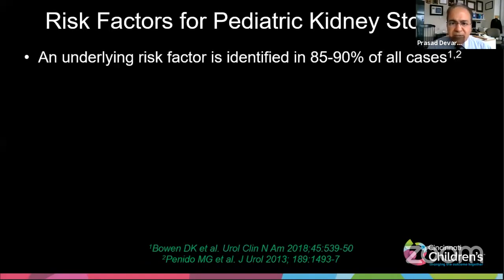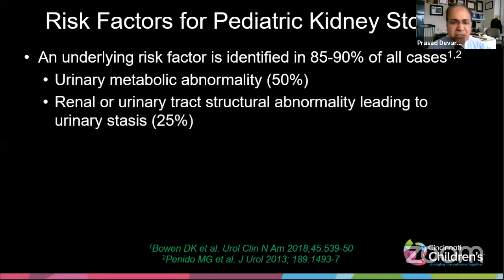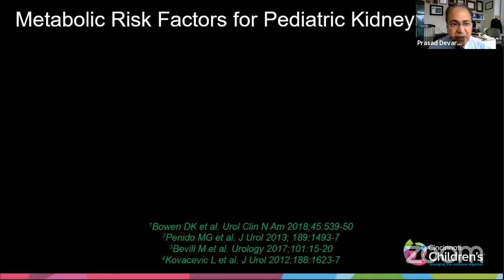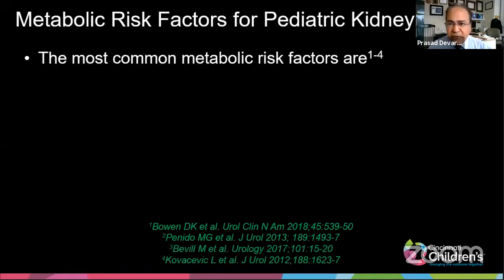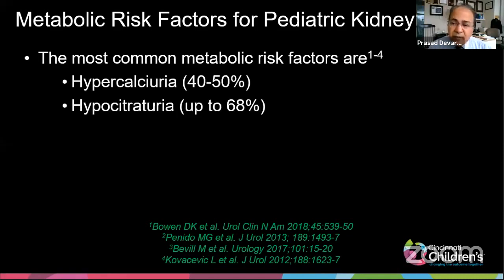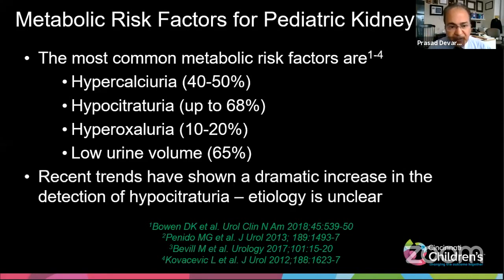An underlying risk factor, as I said before, is identified in 90% of all cases of pediatric kidney stones, either urinary metabolic abnormalities or a urinary tract structural abnormality, or recurrent UTIs with or without any of the above two. So it really behooves us to very carefully look for these. So what are the most common metabolic risk factors? We talked about hypercalciuria, but now hypocitraturia has become the most common cause. In the case that we presented, it was hyperoxaluria, and there's low urine volume, which exacerbates crystal formation and kidney stones, no matter what the underlying metabolic factor is.